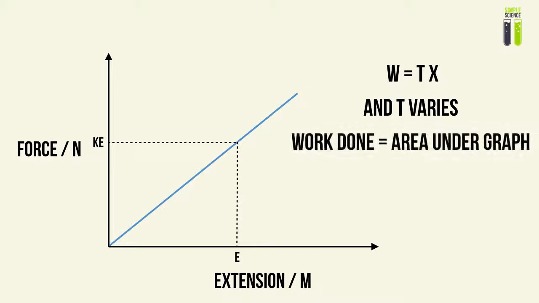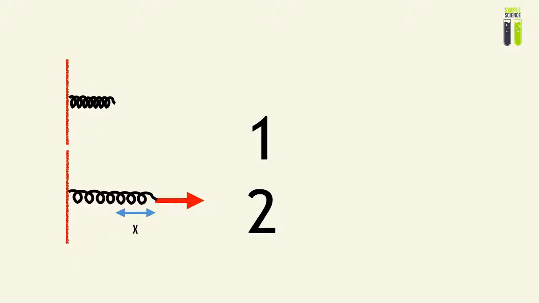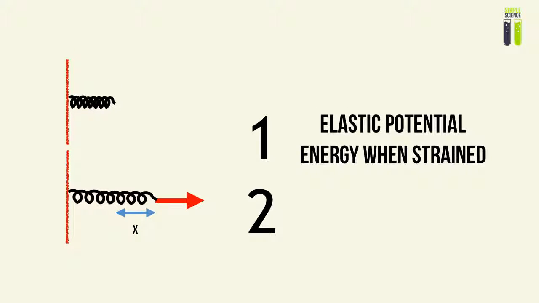Alright, so the work done under the graph, in this case, for our corresponding values, is e multiplied by ke over 2, basically the area of that triangle. And therefore the work done is ke squared over 2, and that is your elastic potential energy. And to summarize it quickly, when an object is strained, there is elastic potential energy, and through integration or basic understanding of the Hooke's law graph, we get that work done is equal to ke squared over 2.